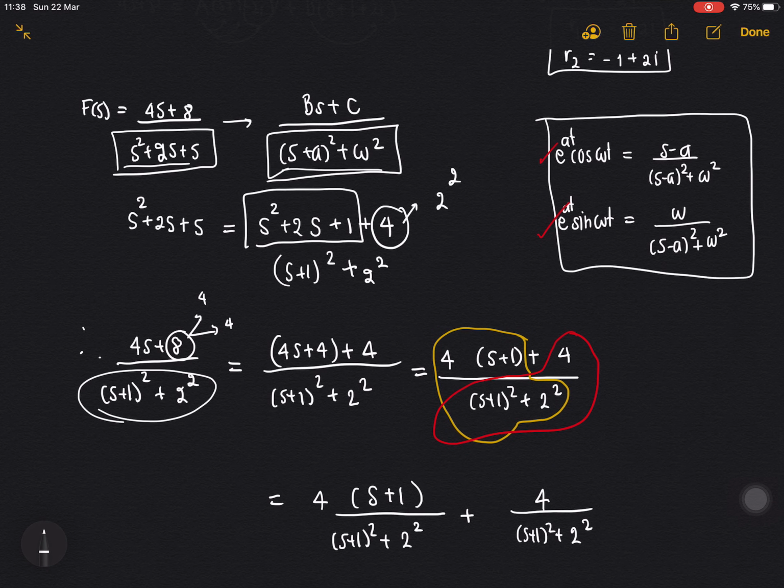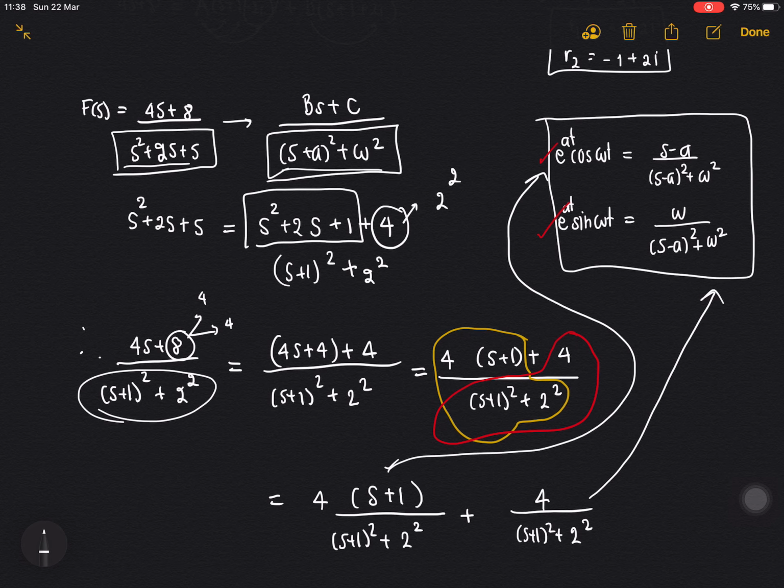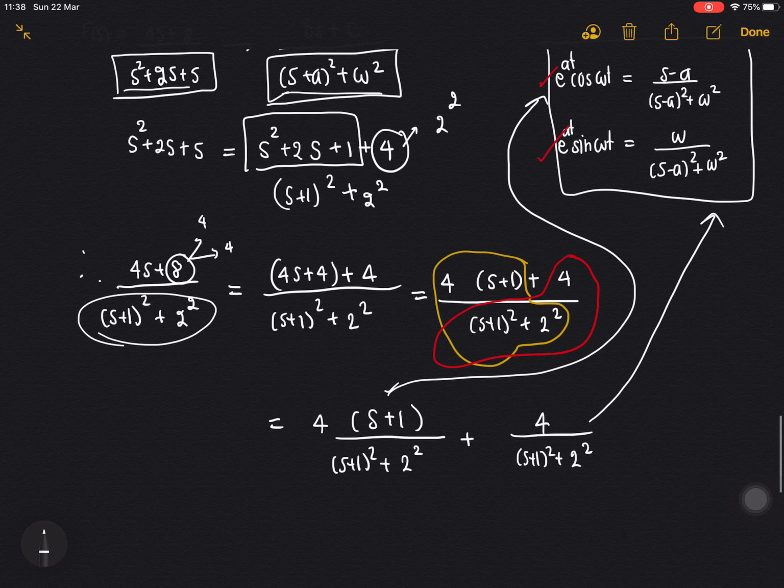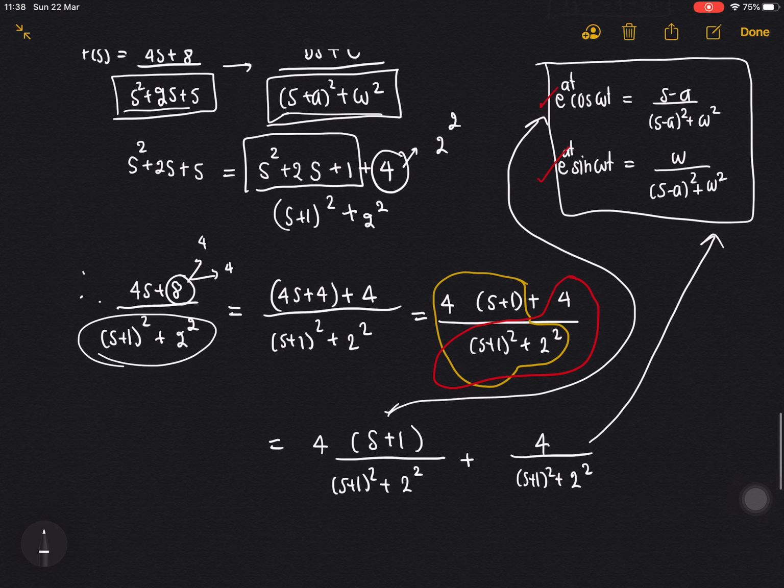So the first term here, you can see that it's quite similar to the multiplication between the exponential terms and the cosine terms, whereas the second one here is similar to that of the exponential in combination with the sine terms. Okay, but in the second case here, you can see that we have the 4 on the numerator, but we need w in the numerator. Therefore, we have to make that into w.